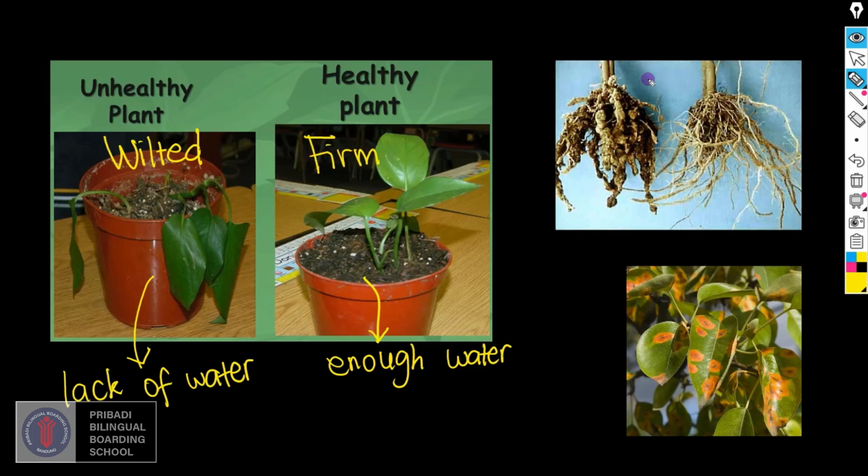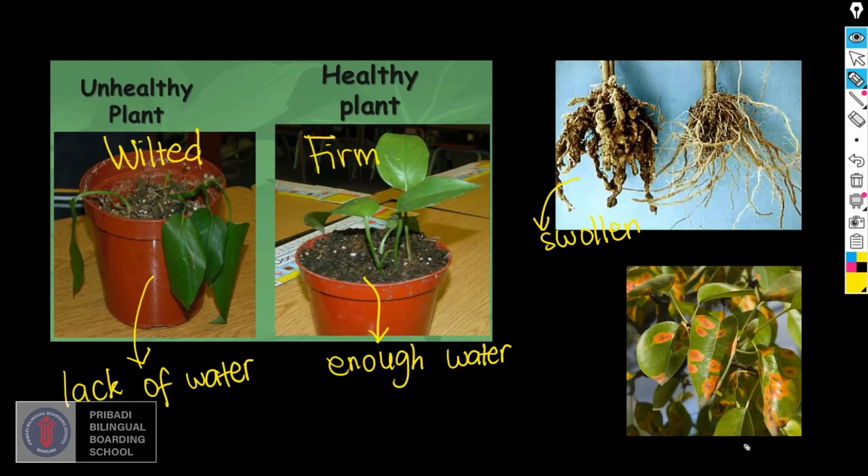Next, if we take a look at this picture, we have a condition where the root is swollen. Yeah, the swollen roots. What is the cause of the swollen roots? It is because of infection of the bacteria. Okay, when the root is swollen, later the roots cannot absorb the water very well, and the plant might lack water.